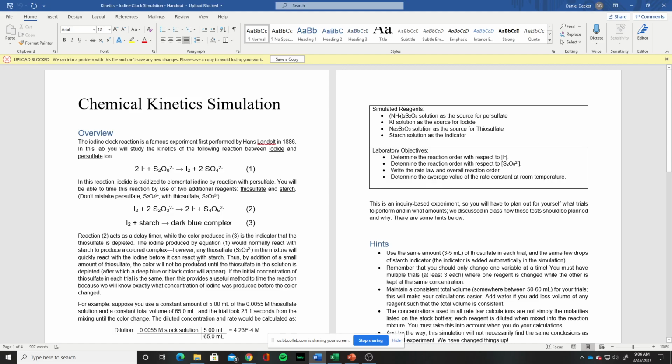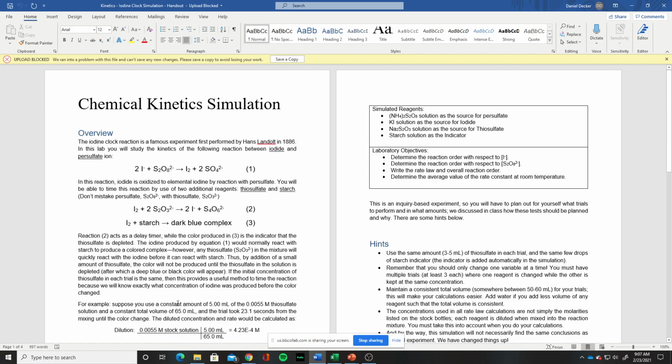of a small amount of thiosulfate, color will not be produced until the thiosulfate in the solution is depleted, after which the deep blue or black color will appear. If the initial concentration of the thiosulfate in each trial is the same, then this provides a useful method to time the reaction, because we will know exactly what concentration of iodine was produced before the color changed.